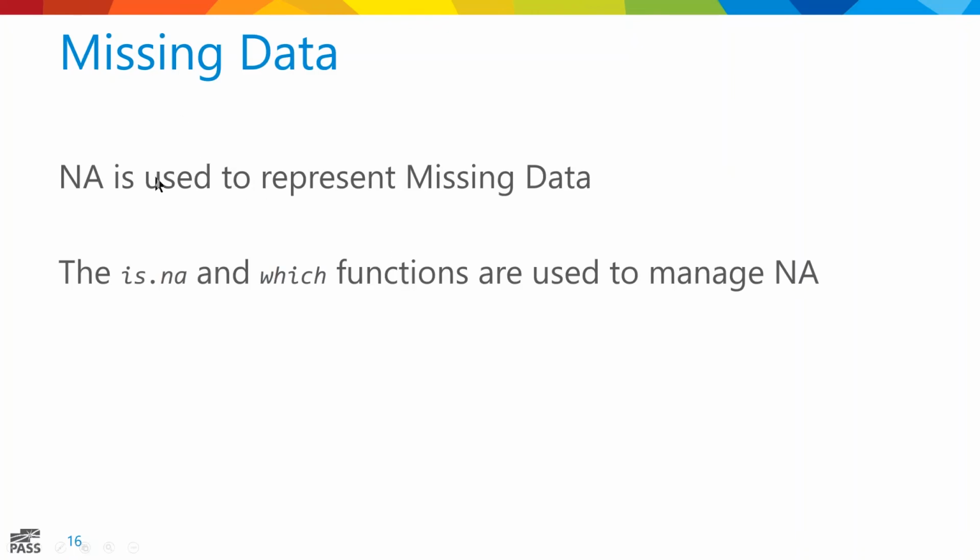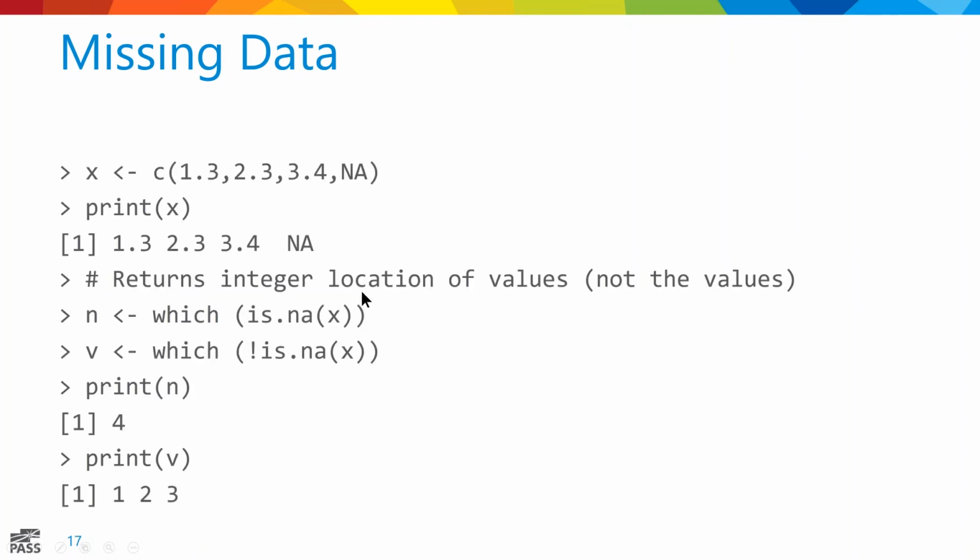Missing data: we're all familiar with nulls in SQL Server or Oracle, whatever database you use. In R, they use NA to represent missing data. And you have some functions in R to work with the NA or missing data. You have is.na, which looks for where the data is missing, and you can combine that with the which function to look at NA. So it's better just to show you an example.